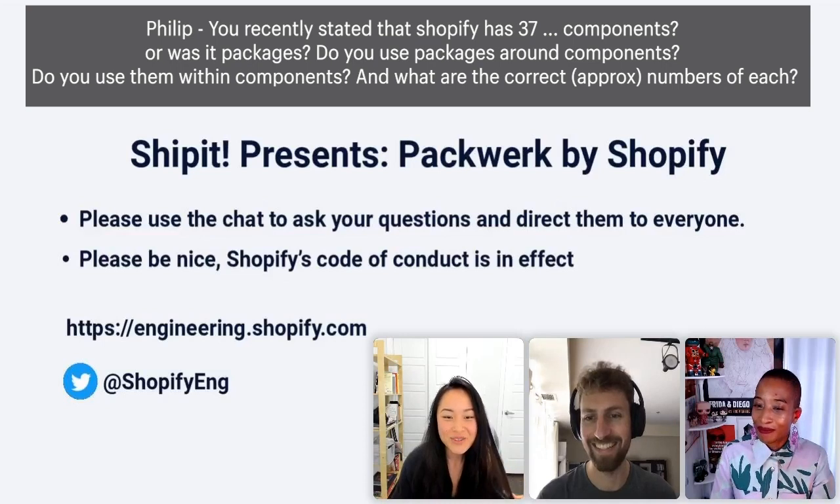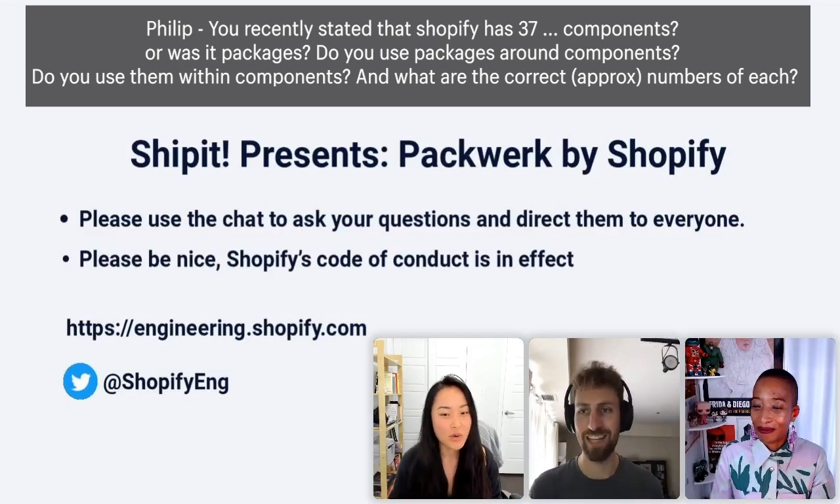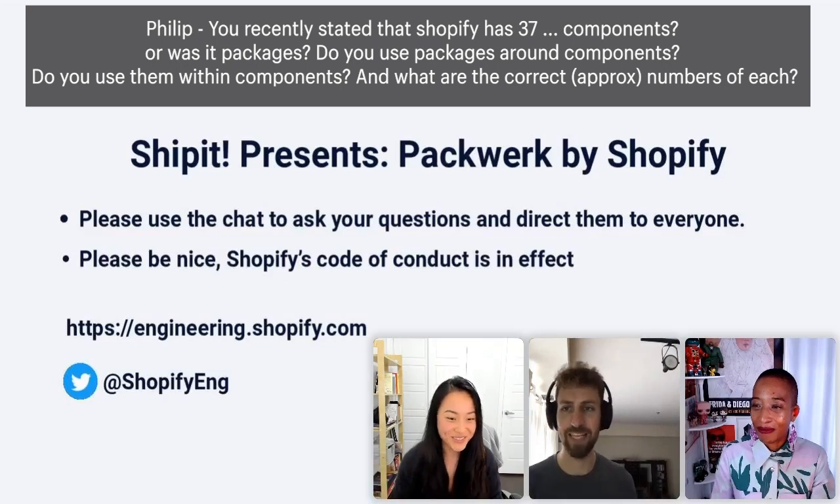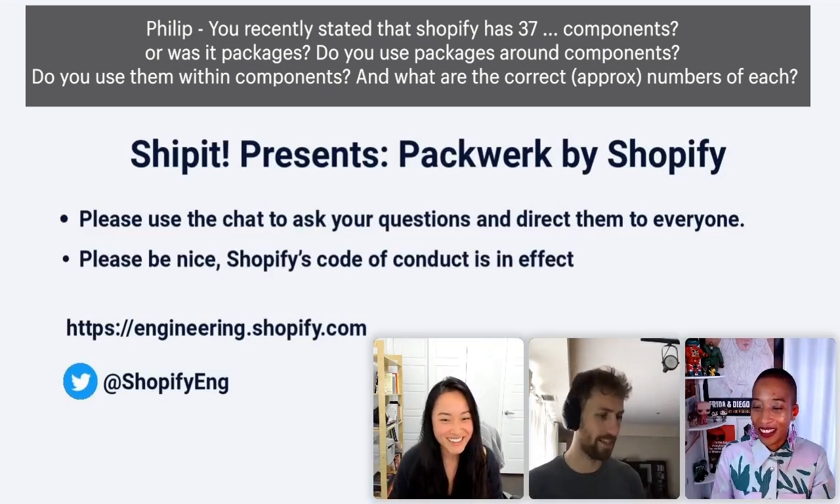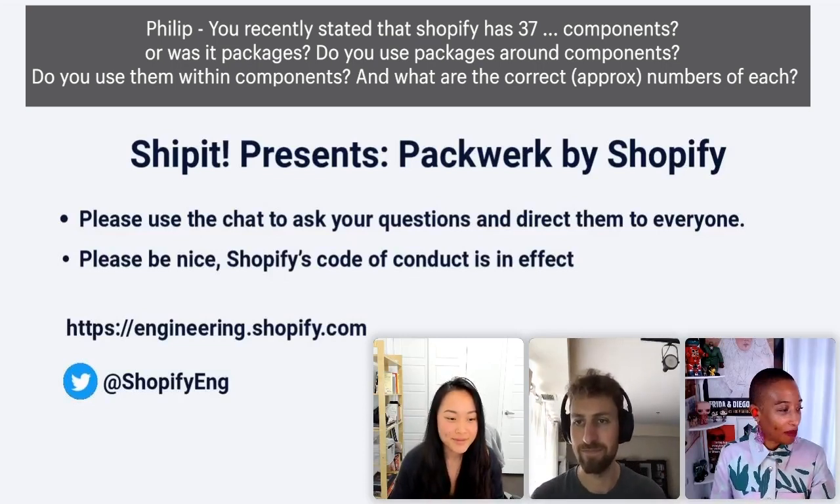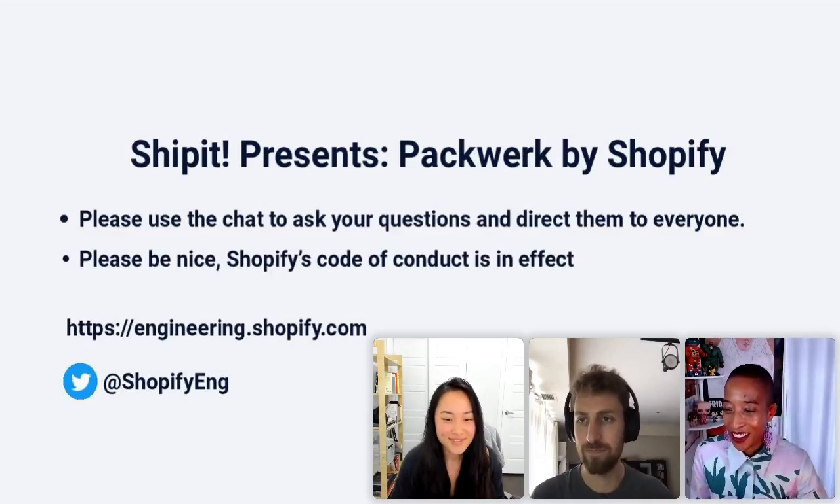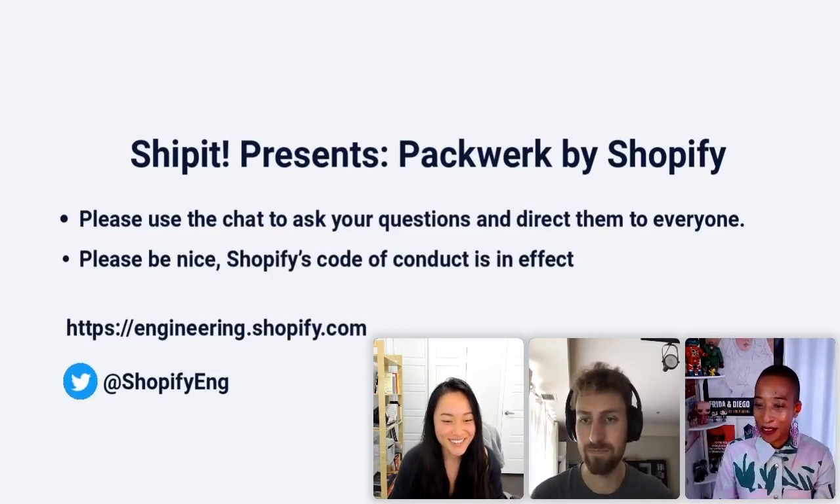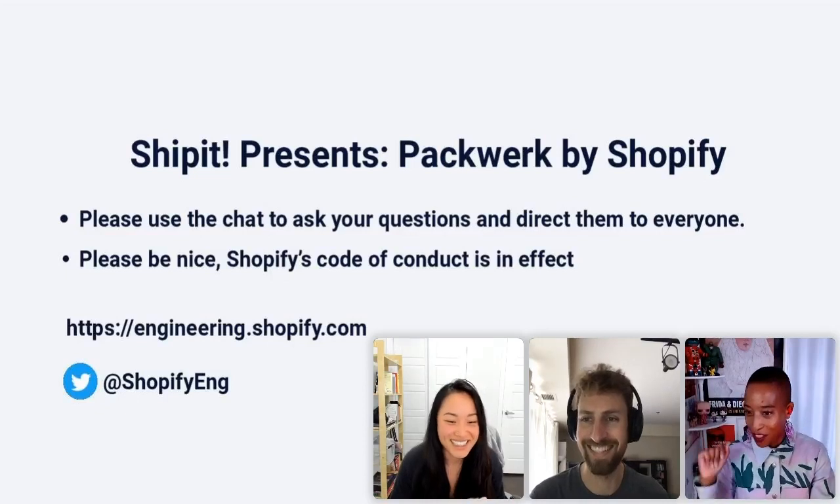Do you use them within components? Yes. And what are the correct approximate numbers of each? I don't know how many packages there are. Definitely more than 37. I just checked. Oh, cool. Yeah, it's 48 now in our core monolith. Awesome. There you go. Resourceful people here that can pull those numbers out for you immediately.